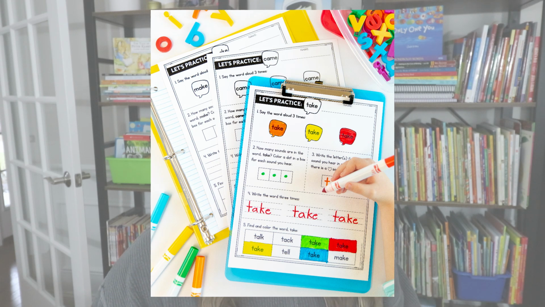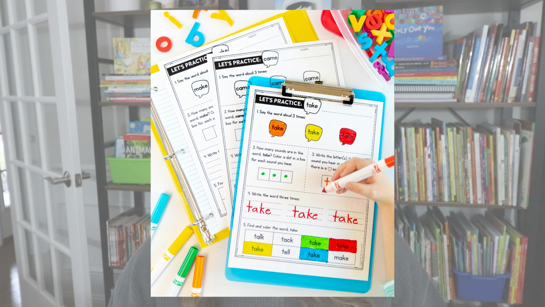So first step is they are going to say the word aloud 3 times, take, take, take. Then number 2 is they will actually go ahead and see how many sounds are in each word. The word is take, so there are 3 sounds, t, a, k, and they will color a dot in a box for each sound that they hear.